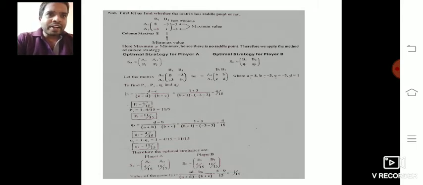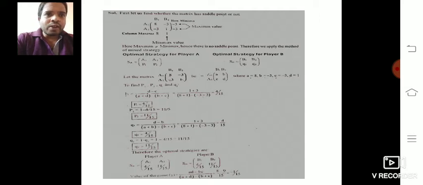Player A having A1, A2 strategies. Write down instead of P1, that is you can write 4 by 15 and P2 you can write 11 by 15. Similarly, write down the player B, that is SB matrix B1, B2. Write down Q1 value, that is 4 by 15 and Q2 11 by 15.